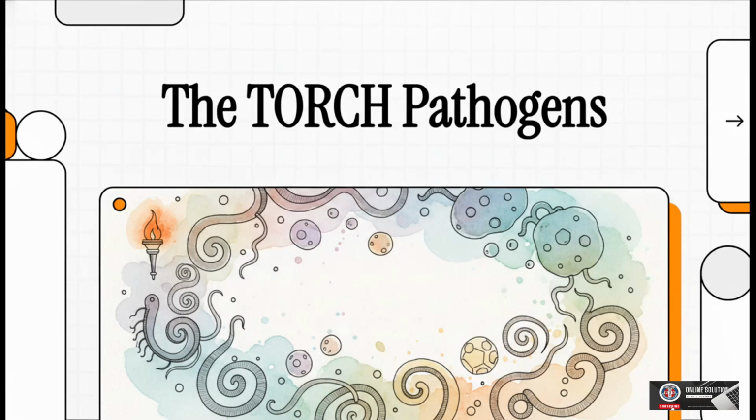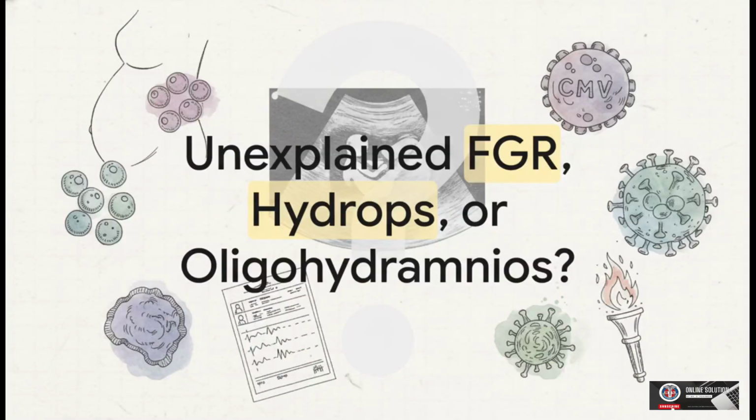Today, we're zeroing in on a critically important chapter in perinatal medicine. Consider this explainer your absolute high-yield board review on perinatal viral transmission. Specifically, we're talking about the TORCH pathogens. We're going to break down exactly what you need to know so you can recognize and manage these threats like a pro. Okay, let's dive right into this.